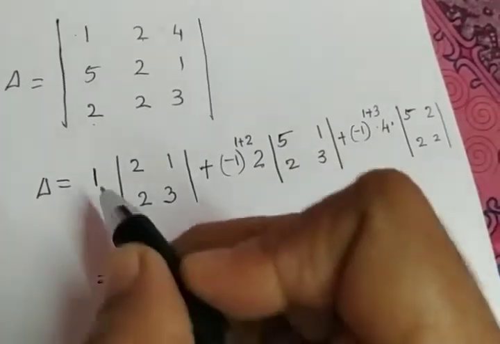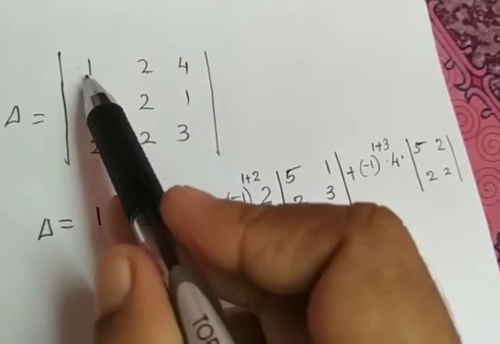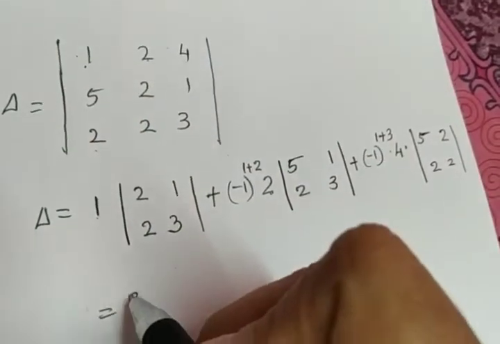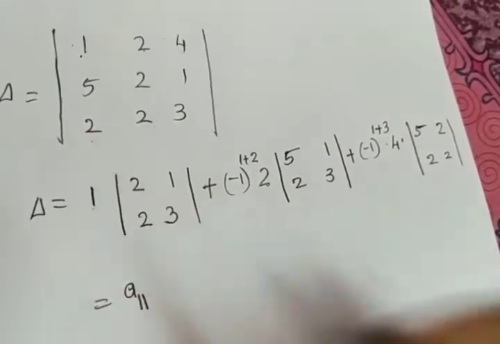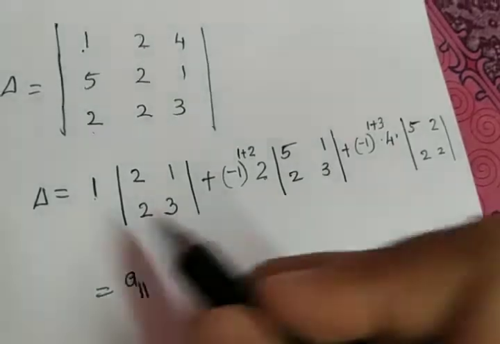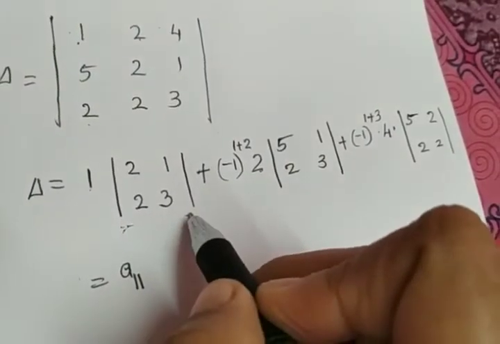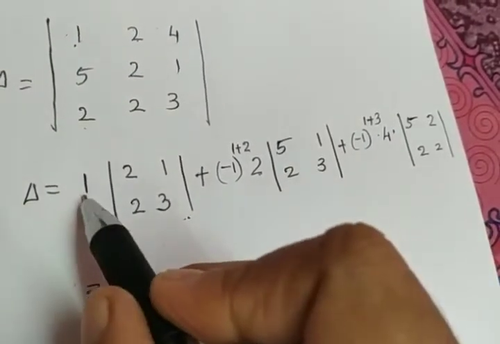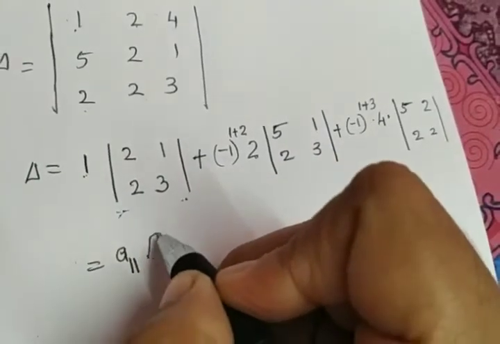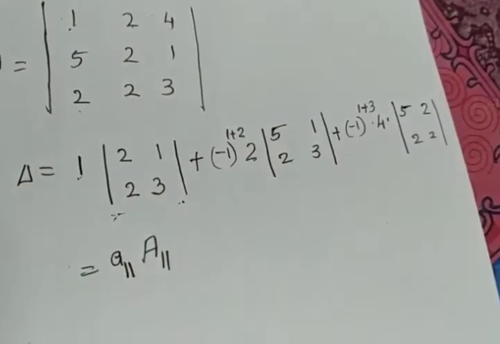Okay. What is this? 1. 1 is in the first row, first column, isn't it? So its position, we can write it as 1A11. And what is this? This is actually the cofactor of A11, isn't it? So we can write it as capital A11.